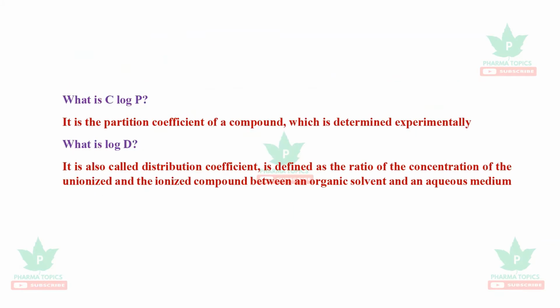So what is C log P? It is the partition coefficient of the compound, which is determined experimentally. Plain log P is determined by computational tools. C log P is determined experimentally.